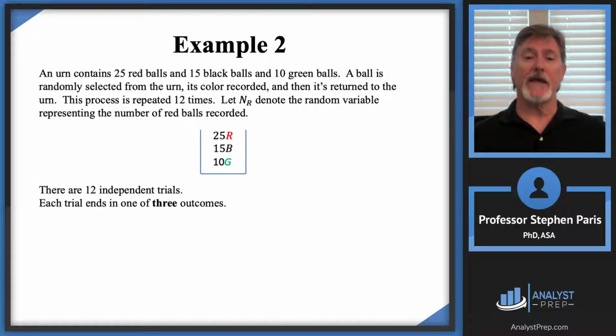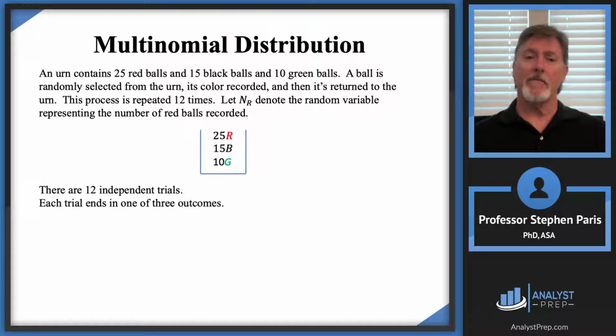And when that's the case, what we're talking about is a multinomial distribution. This is just an extension of the binomial distribution where you do still have independent trials, but now each trial doesn't end in one of 2 situations, success or failure, but it ends in one of more than 2. And again, in this case, there would be 3 outcomes.